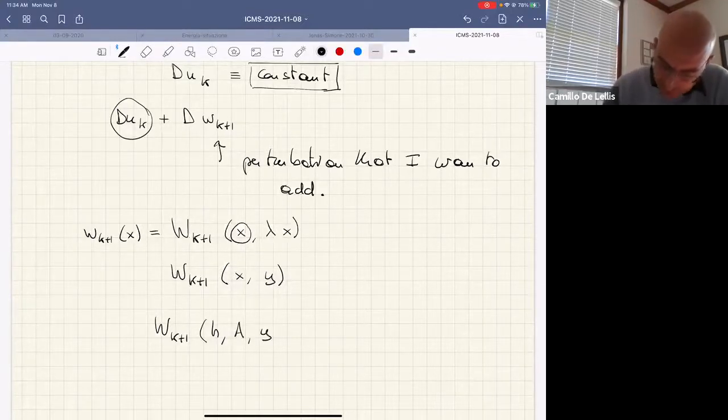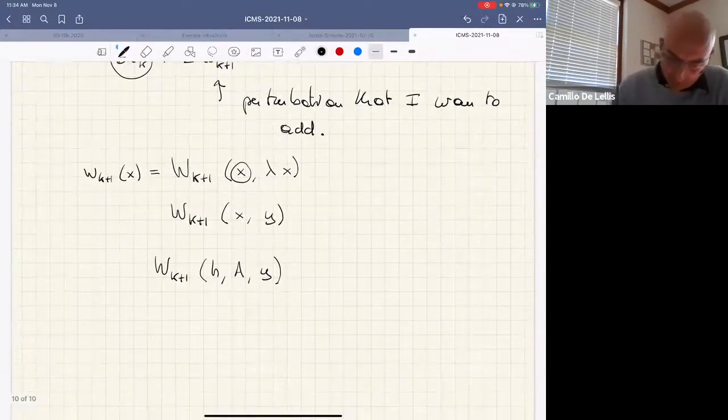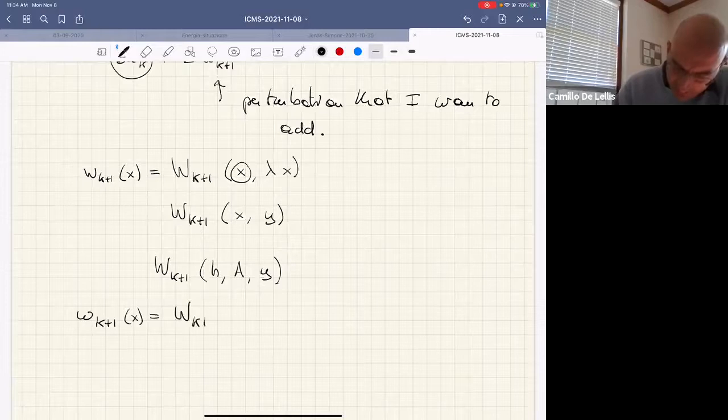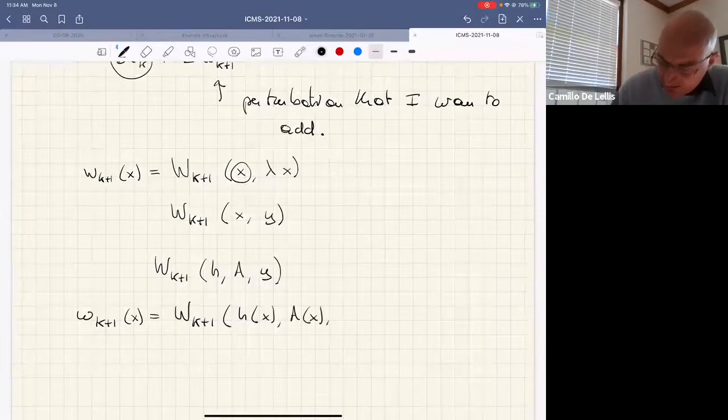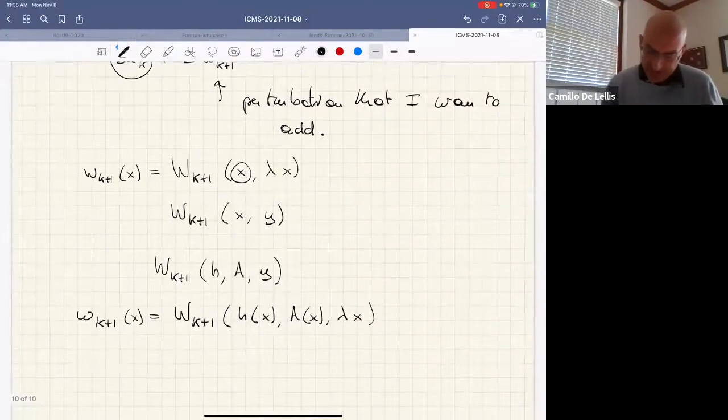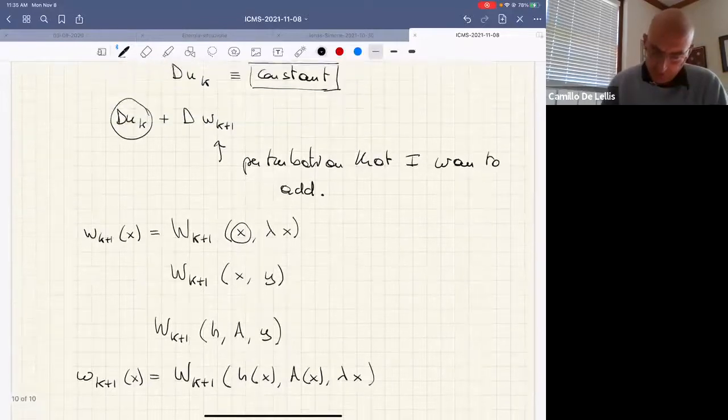Okay, and then there will be the fast variable over here, and that is Y. And so the dependence on the slow variable will actually be because in the final definition, my perturbation will take the following shape. So it will be big W of K plus 1, and then I actually want to add H of X, and then I want to add A of X. Okay, and then I want to add over here lambda X. So that's what I want to do. And in a sense, this gives me a way to focus on the important part of the perturbation.